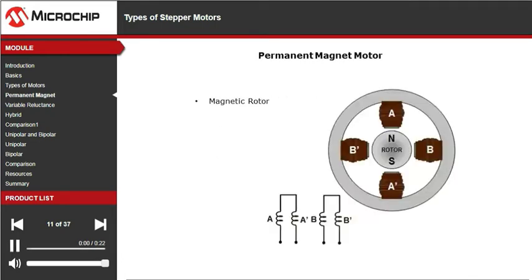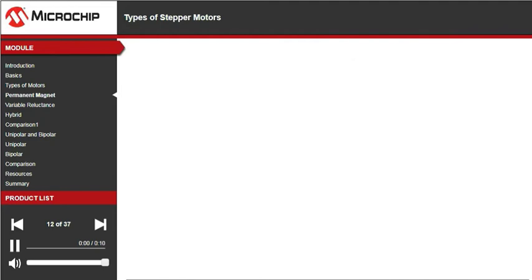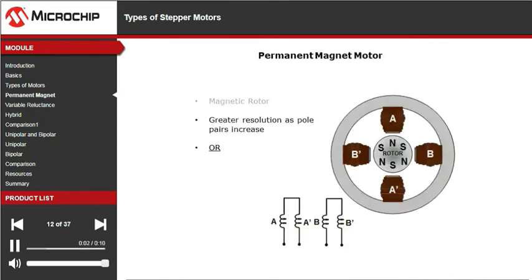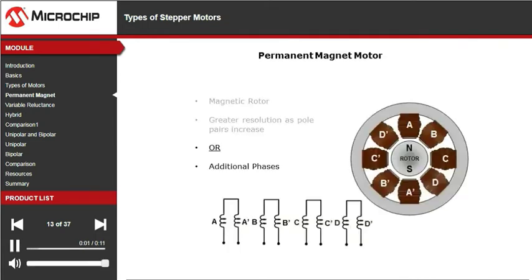The permanent magnet type of stepper motor has the characteristic magnetized rotor. During the rest of this module, the nomenclature shown in this slide will be used. Each winding, although one entity, will be subdivided. For example, winding A is subdivided as A and A', and winding B as B and B'. Keep this in mind while continuing through this presentation. The resolution of rotor rotation can be improved, decreasing the step angle, in a permanent magnet rotor by either increasing the number of pole pairs on the rotor itself, or by adding more stators and phases.